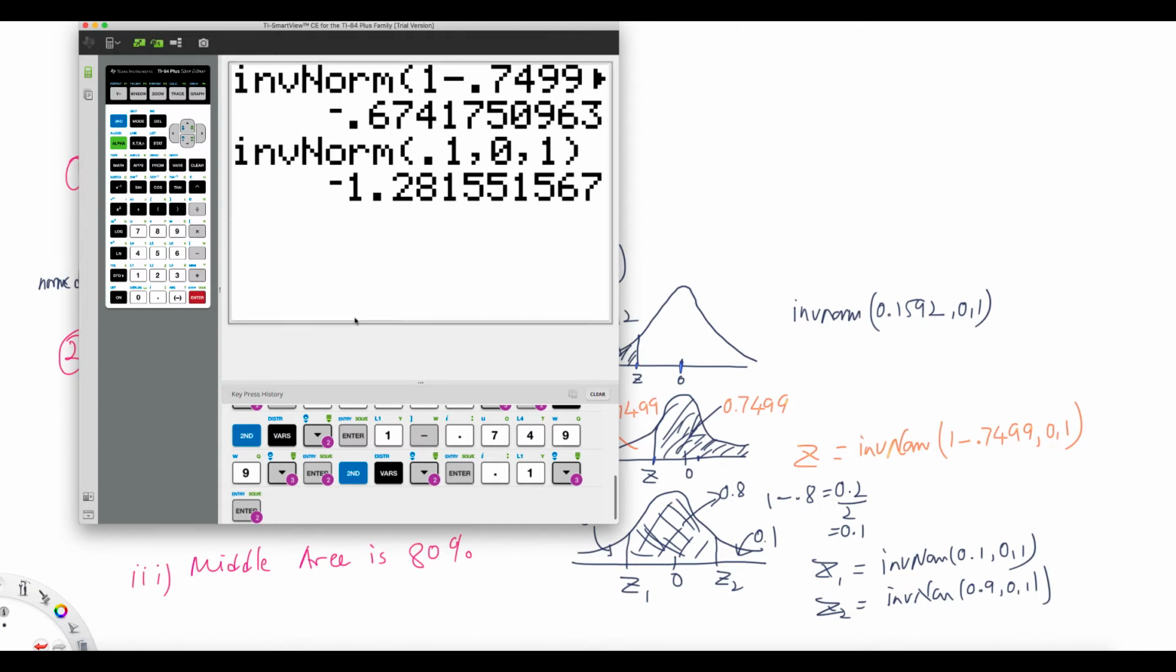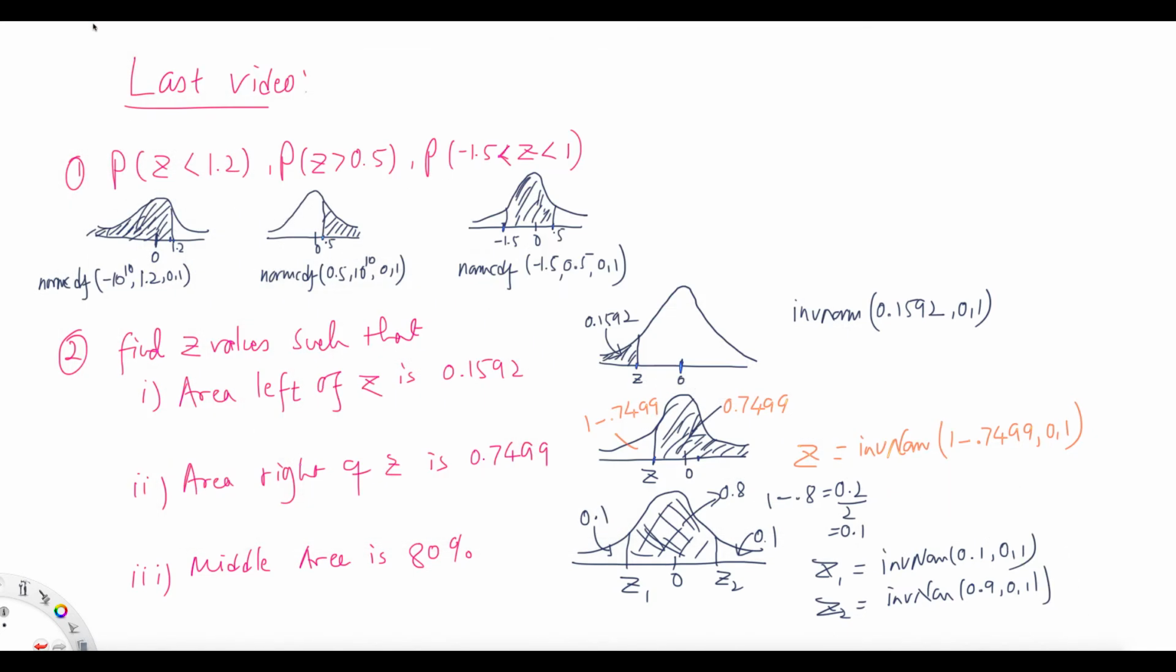Now another thing is, if you are using TI-83, then you need to select inverse norm and then open parenthesis, and then type all these things here. 0.1, and then comma, 0, comma 1, like that. If you do that, you will get the right area. So this is what we did in the last video.